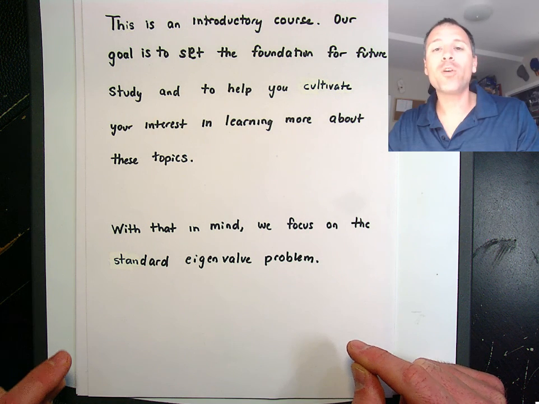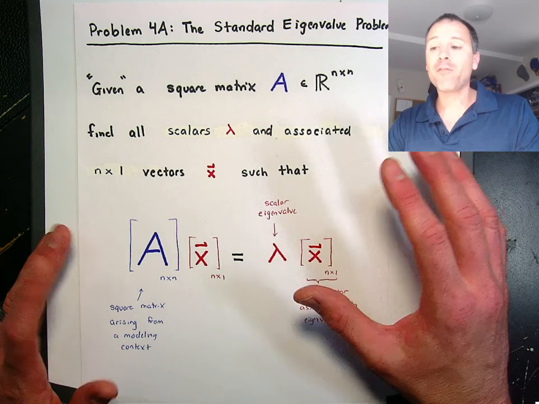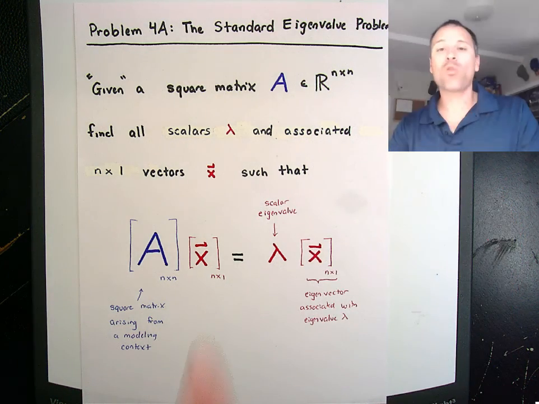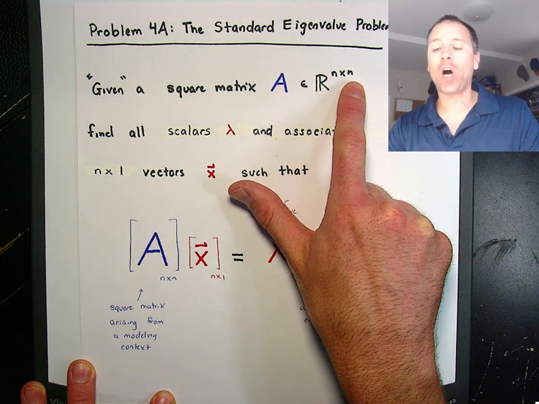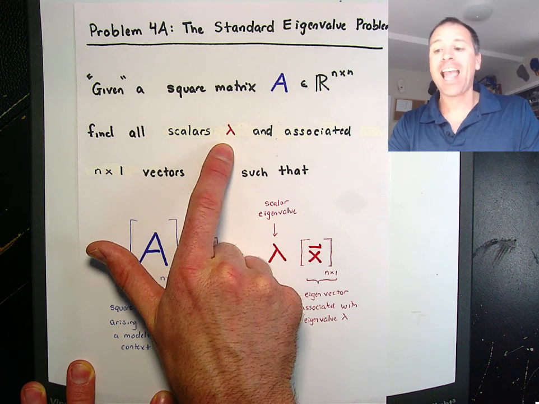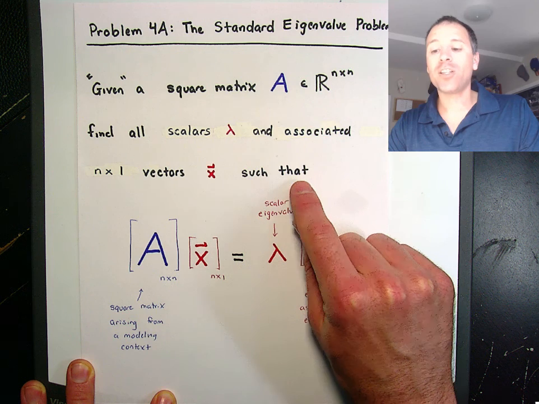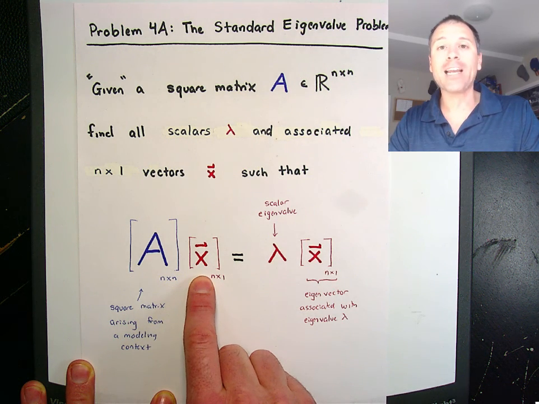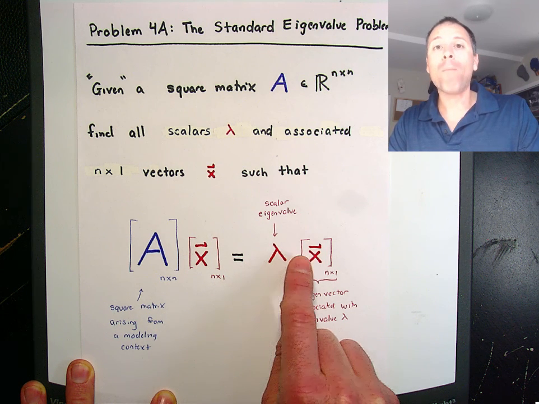With that in mind, let's focus in on the standard eigenvalue problem and talk about where it arises in the world around us. Here's a verbal description of the standard eigenvalue problem. Given a square matrix A that has n rows and n columns, we want to find all scalars lambda and associated n by 1 vectors x such that when I multiply A times the unknown and desired eigenvector x, I get the scalar lambda multiplied by x.